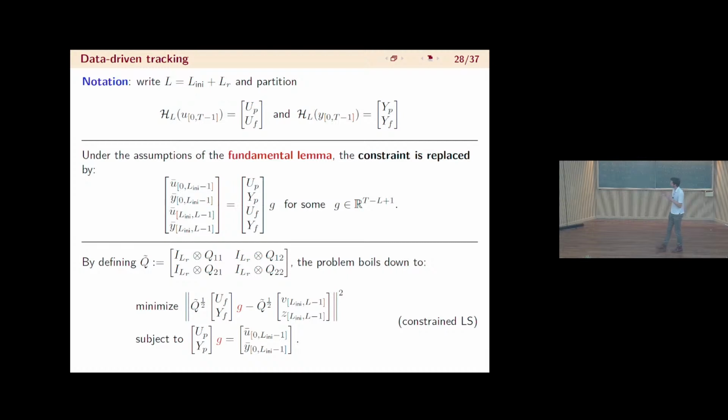So the point is that using the fundamental lemma, you can very nicely incorporate this constraint that this trajectory u bar y bar must be a restricted trajectory of the system. Now, this constrained least squares problem you can solve using standard methods, so that is not complicated at all. For instance, you could introduce Lagrange multipliers and solve a system of linear equations to solve that.